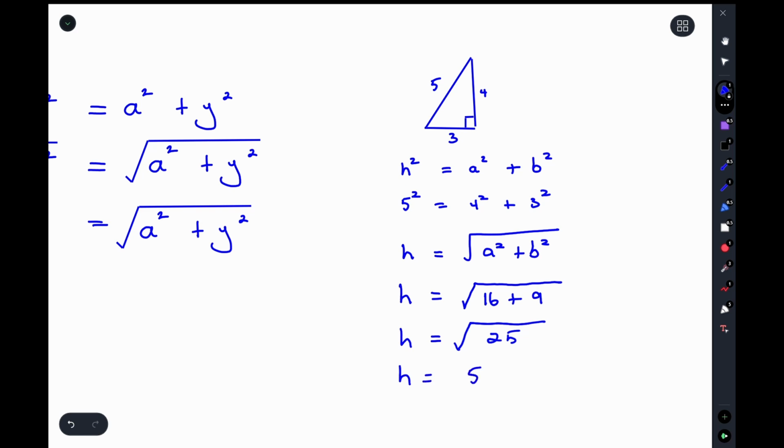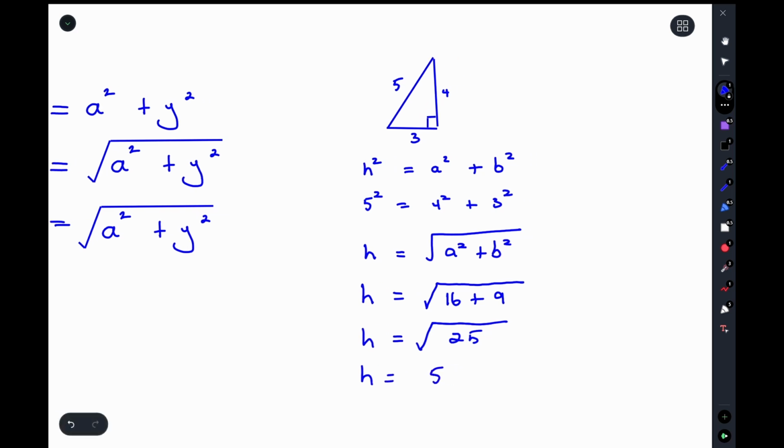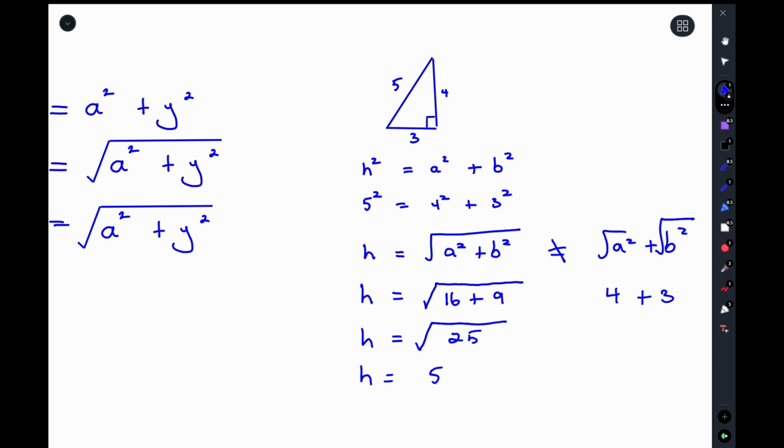We can also use these numbers to prove that this is not equal to the square root of a squared plus the square root of b squared. Because the square root of a squared will be 4, the square root of b squared will be 3, which is 7, and h is not 7.